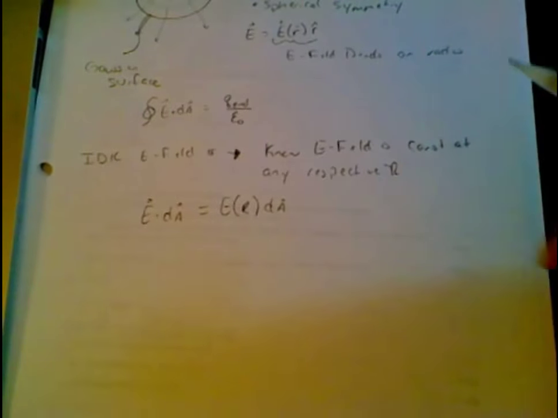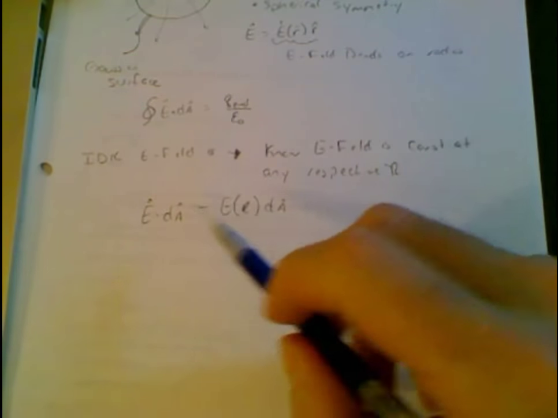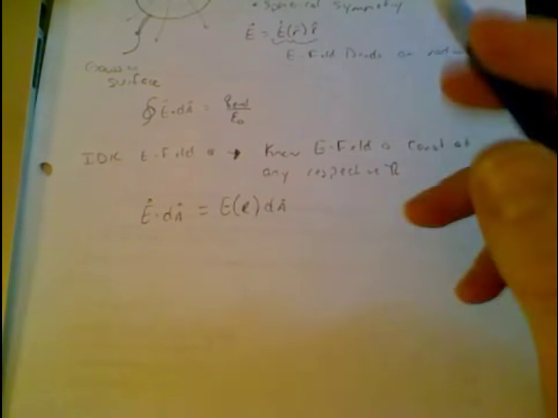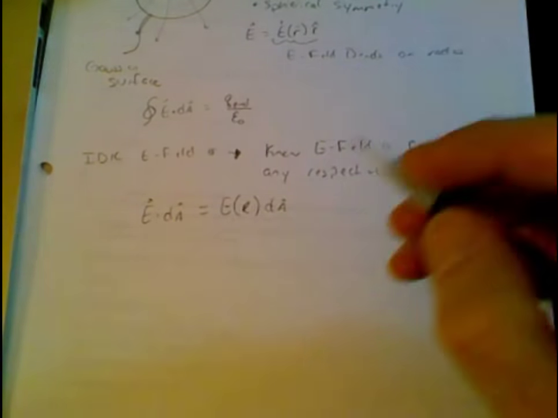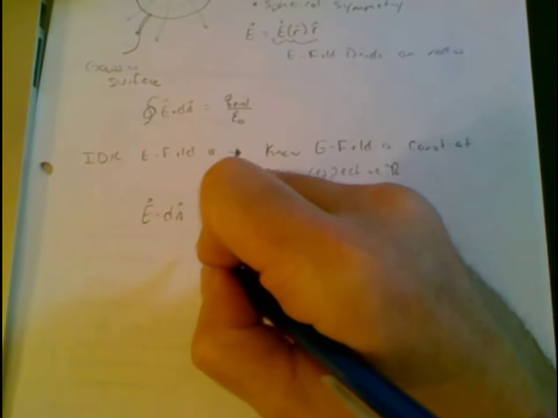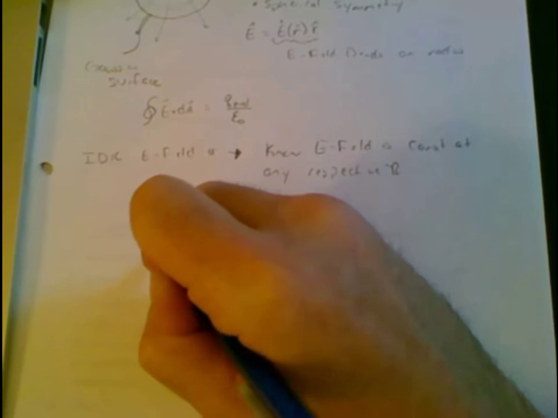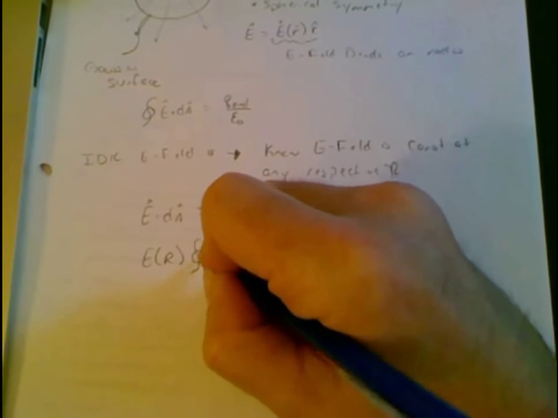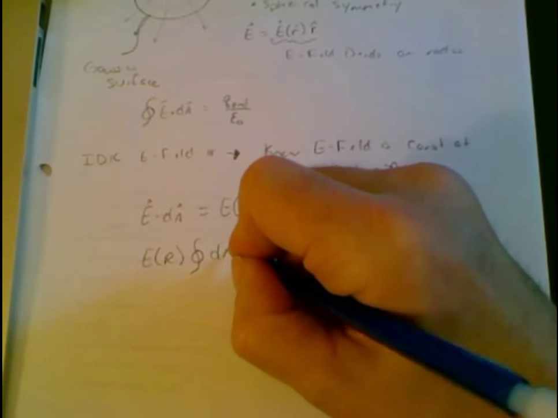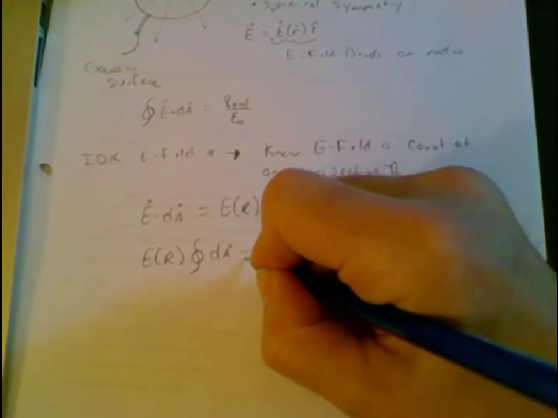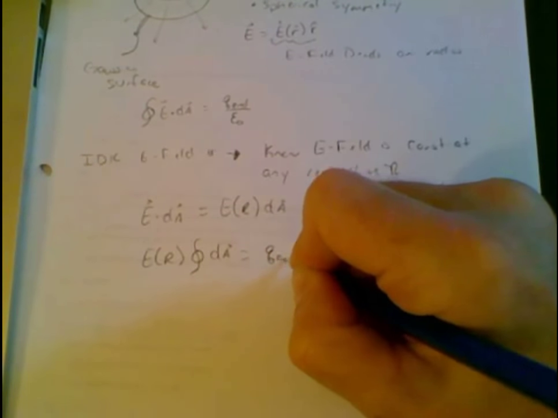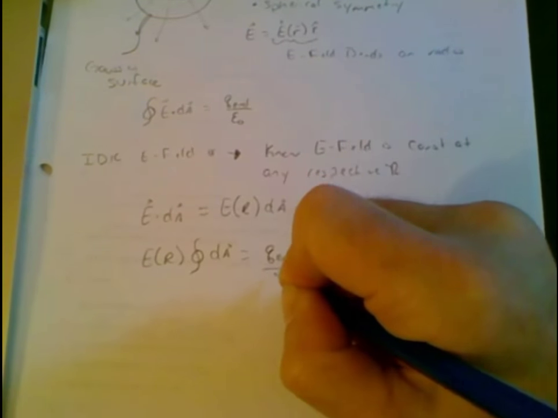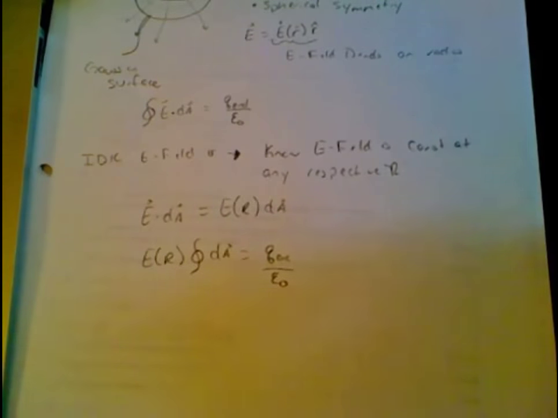So at this point, I'm now going to apply Gauss's law. Since I know E with respect to r is a constant, I can pull it out of my antiderivative. So I'm going to have E with respect to some radius times the surface integral of dA, and I know that equals my charge enclosed over my permittivity constant. Well, again, we've seen this before.